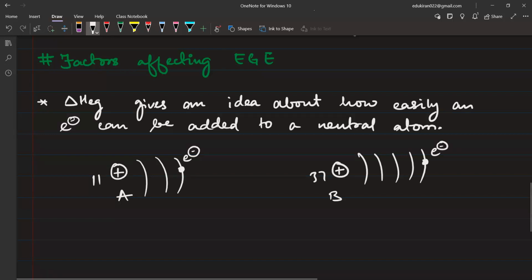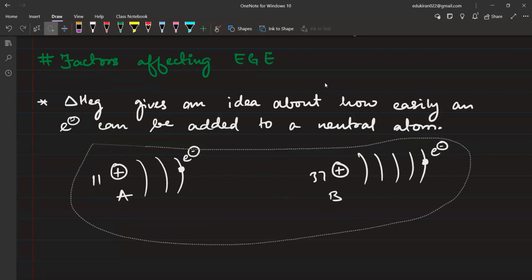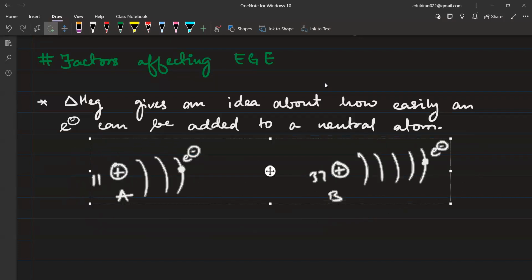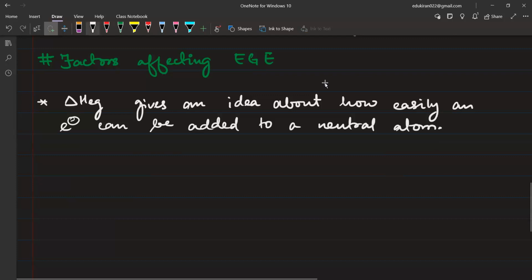What do you guys think? All of you think A, right? Yes, sir. Fine. So there are two things. Size also matters, right? The atomic size is going to matter when we are talking about the electron gain enthalpy. So first thing that I'm going to write: the factors affecting electron gain enthalpy.